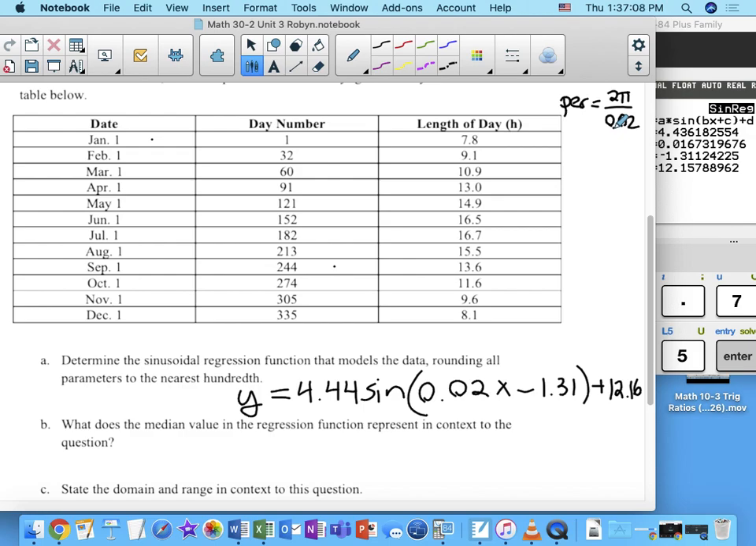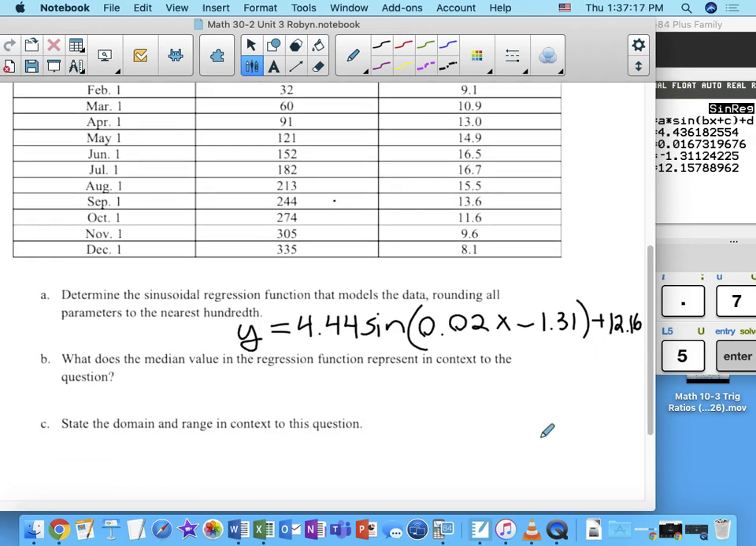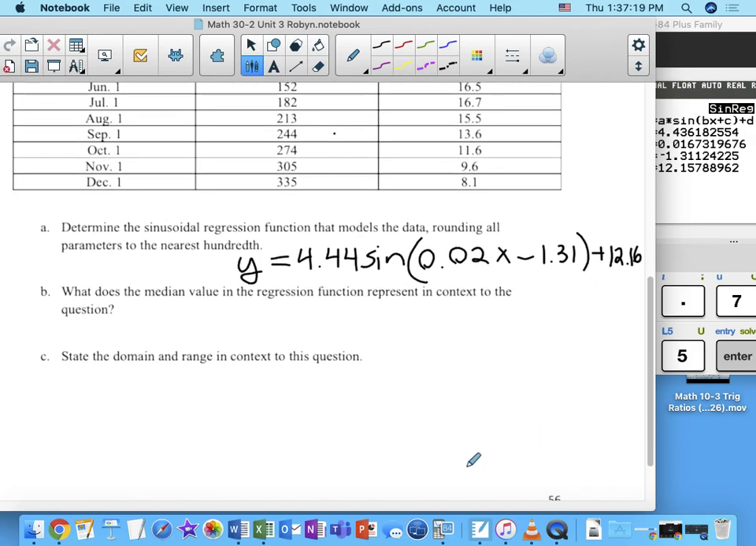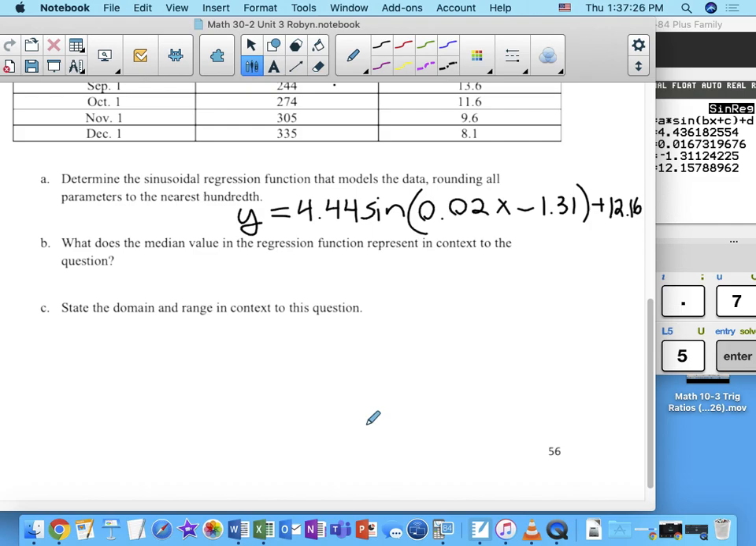All right, now let's answer some questions. What does the median value in the regression function represent in the context of the question? The median, what is the median value? 12.16. It's the middle value. What do you think it represents in the context? Middle value of the y values.